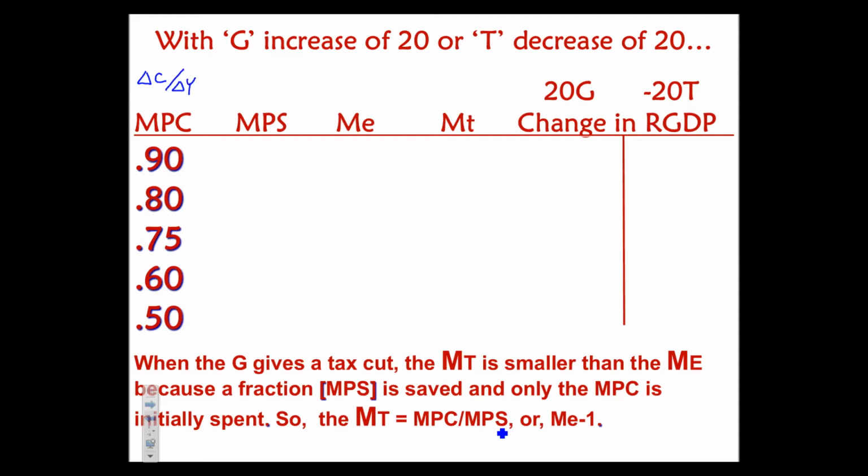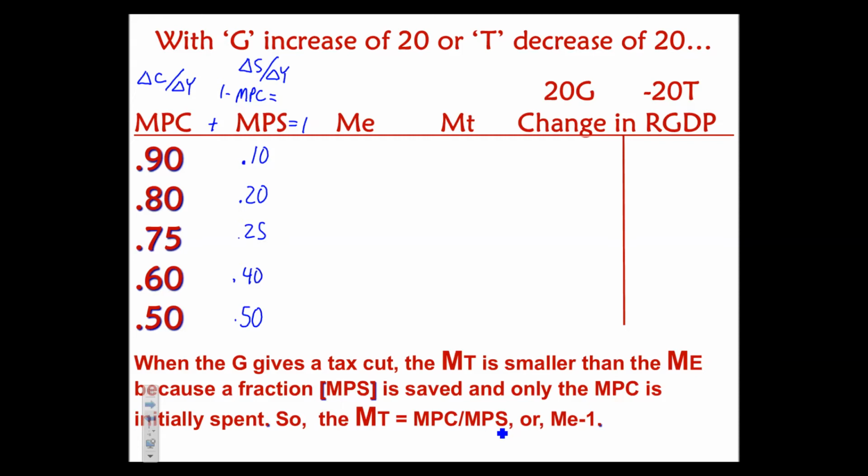All right, from the MPC we're going to get the MPS. So there's two ways of getting this: change in savings divided by change in income, or since we're not given income or savings, we know that MPC plus MPS equal 1. Therefore, 1 minus MPC will give us MPS. So our MPSs go all the way down here. First one is 0.10. Then we've got 0.20. Then we've got 0.25. Then we've got 0.40. And then we've got 0.50.